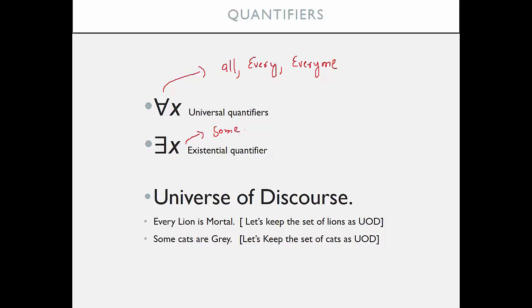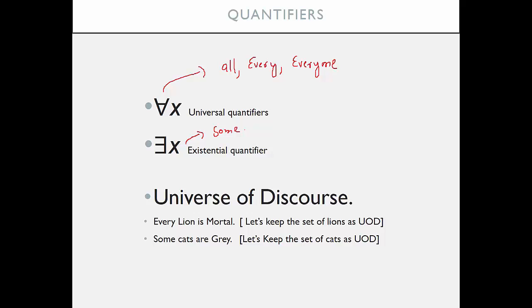Okay, so let's have a look at another thing which is called the universe of discourse. The universe of discourse is something with respect to which we will be dealing with these sentences. Let's take this example: every lion is mortal. So let's assume that we have a universe of discourse. It's also known as the domain of discourse.